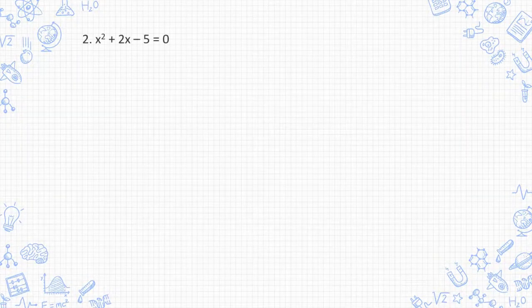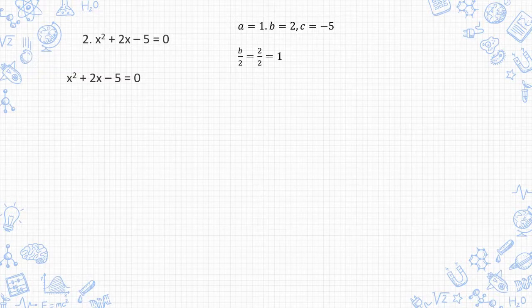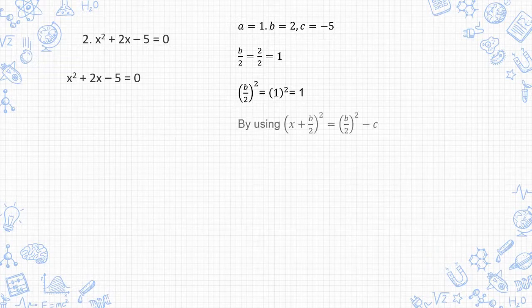We'll solve one more sum of completing the square method, and this is the second sum of the same exercise. The sum is x squared plus 2x minus 5 equal to 0. If we compare this with the general form, our a will be 1, b will be 2, and c will be minus 5. b upon 2 will be, b is 2, so 2 upon 2 is equal to 1. And if you take b upon 2 the whole square, that is 1 squared, will remain 1 itself. So we know we have to add and subtract 1 on both.